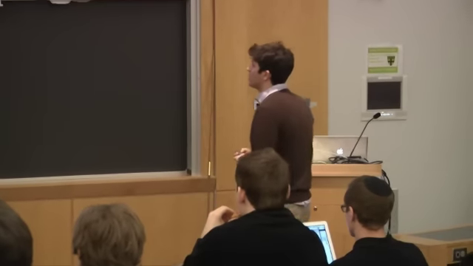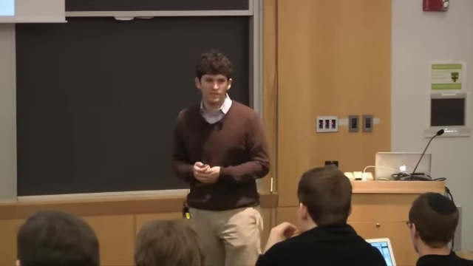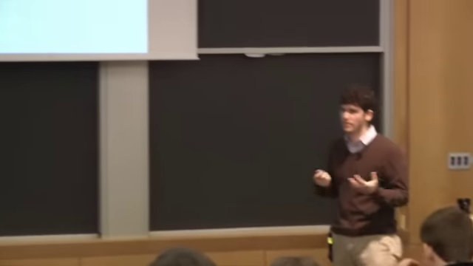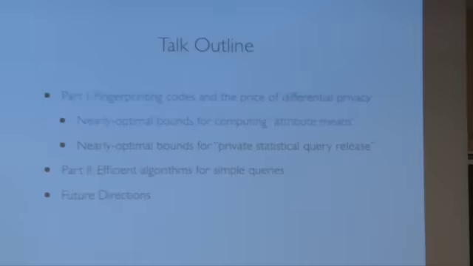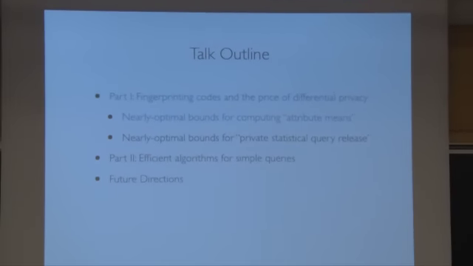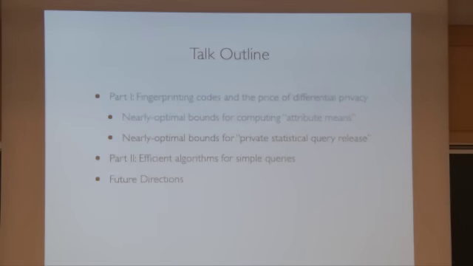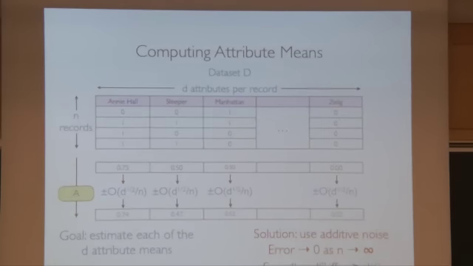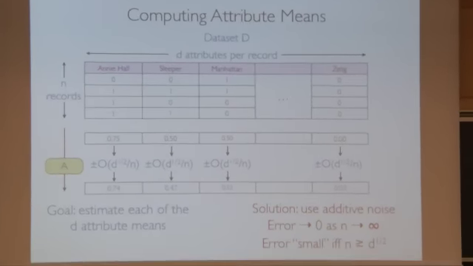All right, so I'm going to get into part one of the talk. This part of the talk is going to be about how we get nearly optimal lower bounds for some natural problems that come up in differential privacy. And I'm going to introduce most of the main ideas by looking at a very simple problem, one that I've already introduced, which is computing the mean of a high-dimensional data set.